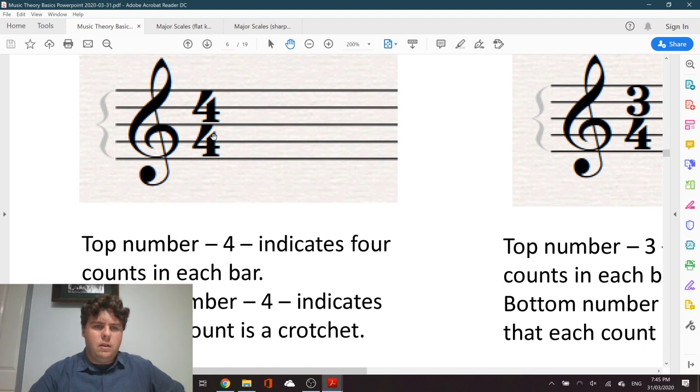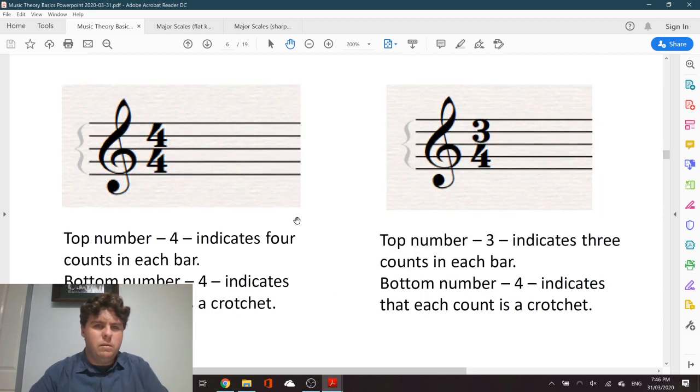Okay, so in 4/4, the top number, 4, indicates that there are 4 counts in this bar. The bottom number, also a 4, indicates that each count is a crotchet. A crotchet is one of the kinds of rhythms that we're going to look at soon.